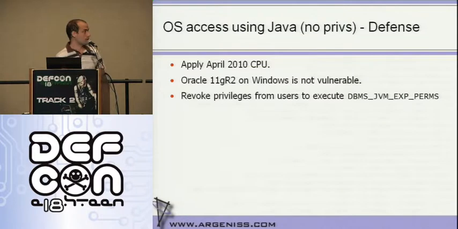So to defend from this attack, the one that doesn't use any privileges, we should apply the April 2010 CPU that fixes the Java vulnerabilities that allow granting the Java permissions, even if we don't have the Java admin role granted. Or we could revoke the privileges from the DBMS JVM Xperms package, which is the one used to grant the Java privileges.